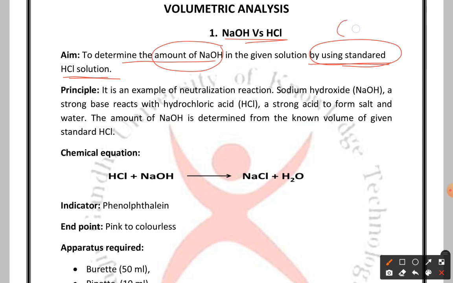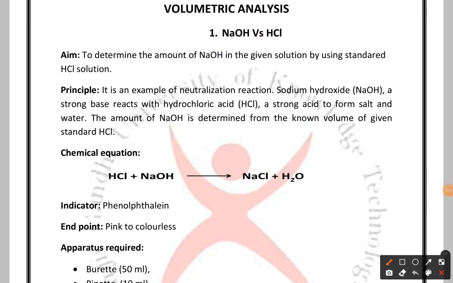You know the concentration of HCl. In our lab we are going to give 0.1 molar HCl. Already they will mention it, so this concentration is known. This is called standard solution. By using the 0.1 molar HCl solution, you are going to find out the amount of sodium hydroxide in the given solution. It may vary, maybe 0.2, 0.3, but for example if 0.1 molar HCl is given, by using this you find out how much sodium hydroxide is present in the given solution. So this is our aim.